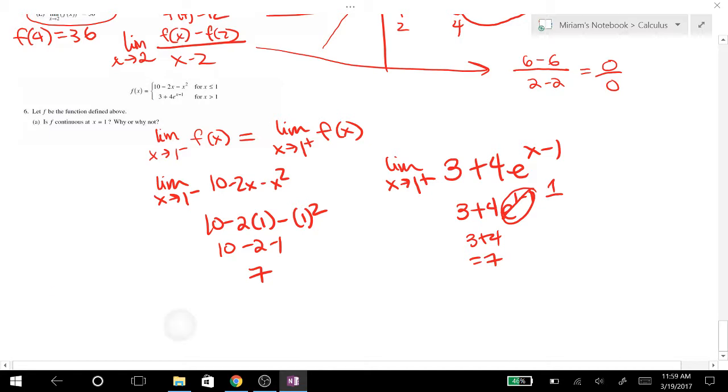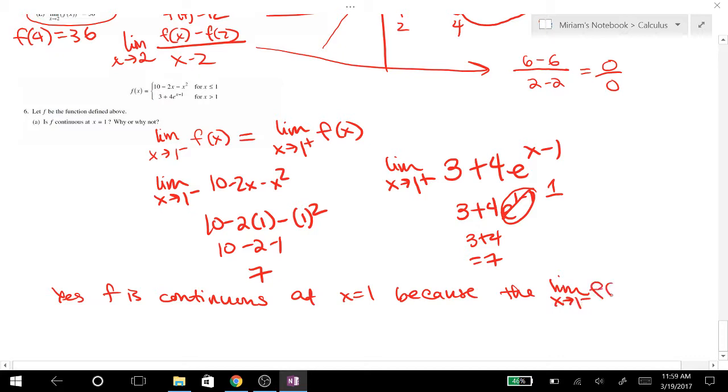So you're going to say, yes, f is continuous at x equals 1 because the limit as x approaches 1 from the left is equal to the limit as x approaches 1 from the right.